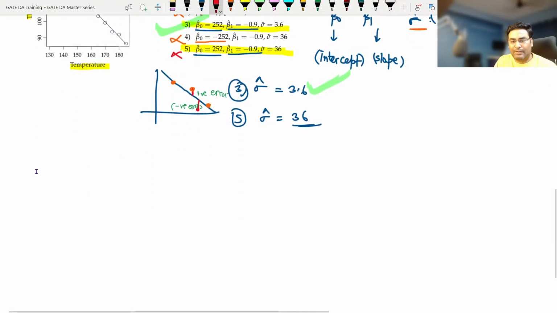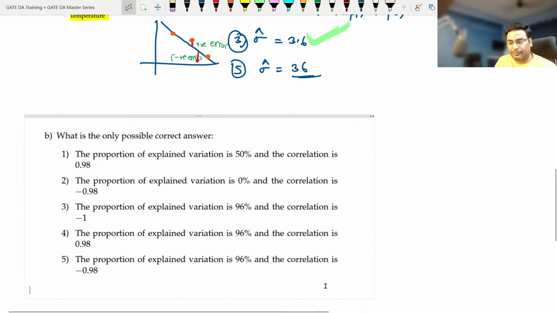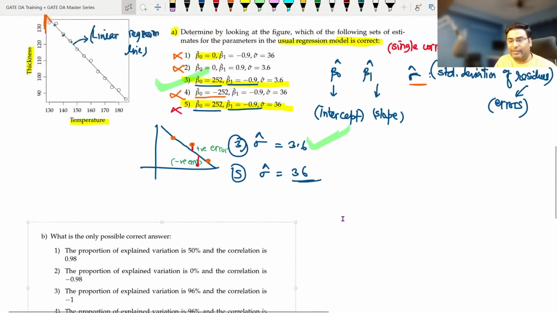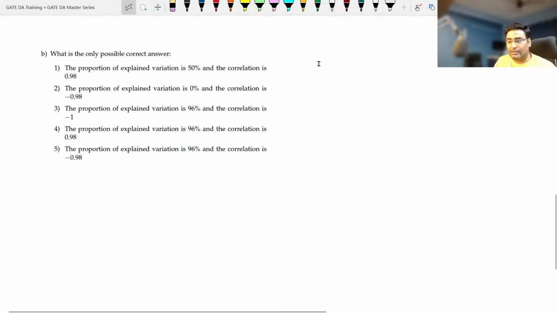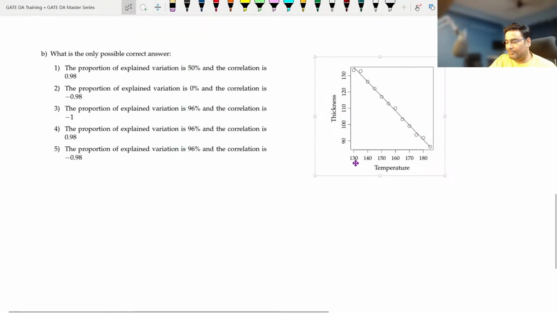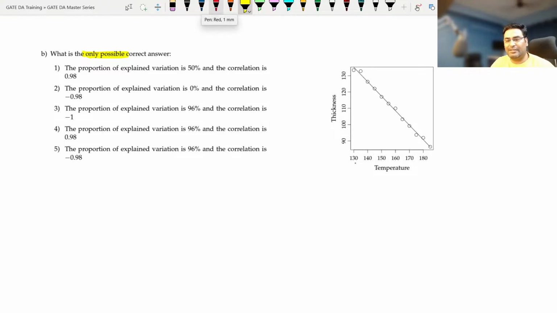Cool. Let's move on to the next question. This is the second question of the same data, right? So what I have to do, I have to take the screenshot of the graph as well. Again, now they're asking which one is the only possible correct answer? And that's the last question. Then we will wrap it up for the masterclass series on linear regression, right?